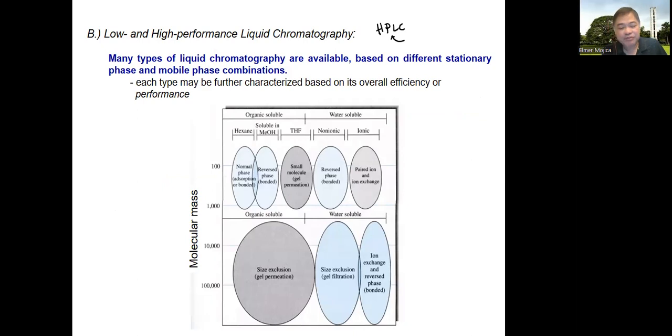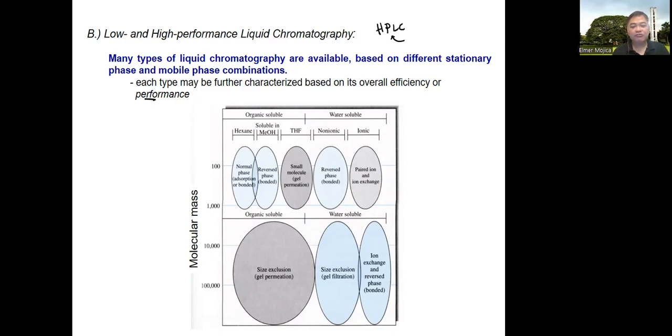Many types of LC are available based on the different stationary phase and mobile phase interaction. Each type may be further characterized based on its overall efficiency or performance. So at the end of our lecture today, if you're given some compounds in a sample to be separated, you should be able to know what type of LC you are going to use and what type of detector you are going to use. Okay.